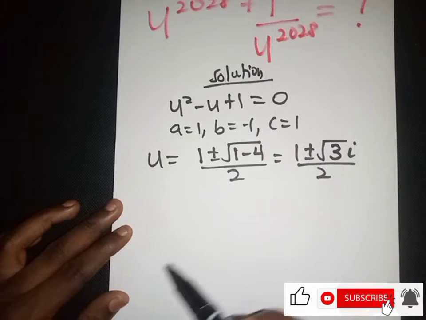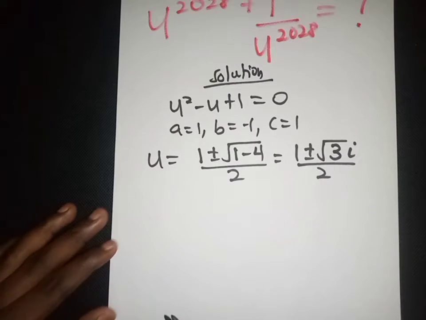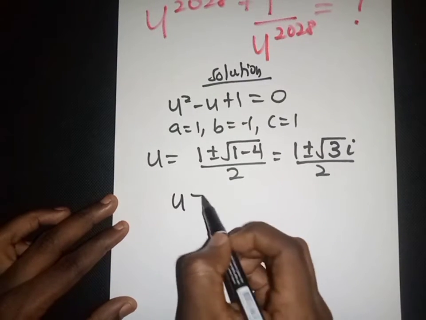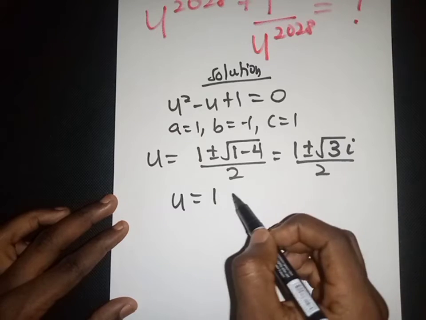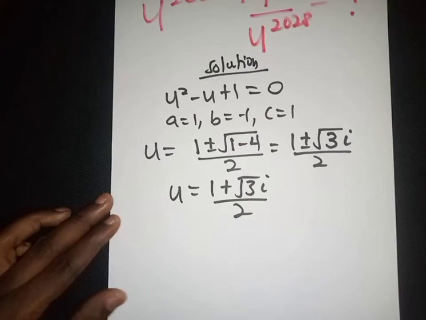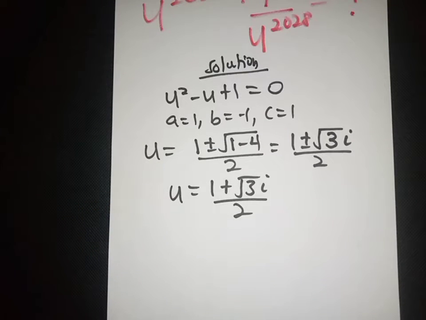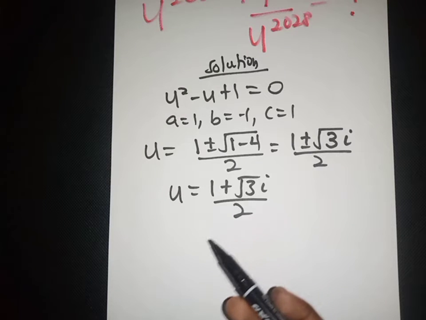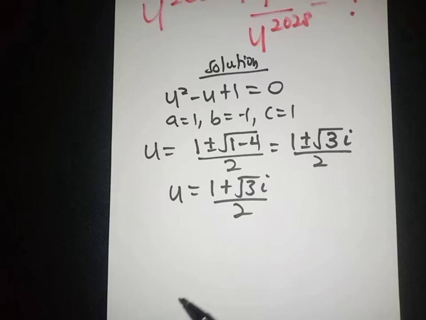Now we are going to use any of the roots in solving whatever we're going to solve. So let's use the positive part of the root. Any of the roots you use, you are still going to get the same thing. So we have u equal to 1 plus the square root of 3 i divided by 2. Now since we have a complex number, what we can do is to write the whole of u in a polar form, right?